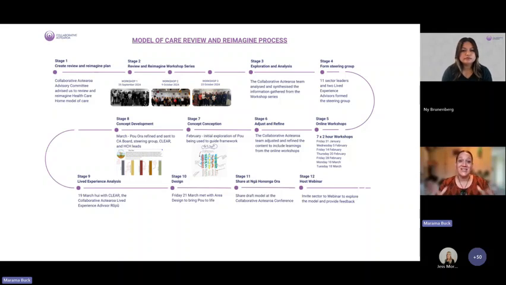We then pulled together a group of sector leaders who have worked with Healthcare Home before, and also lived experience advisors to explore what is needed in a future focused or future proofed model of care.